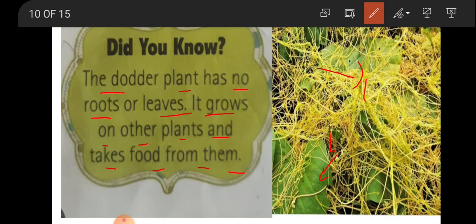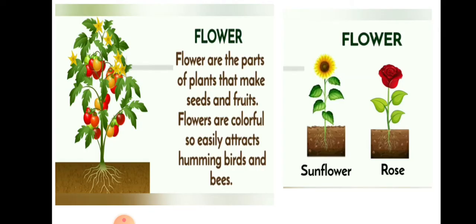Then how can it make the food? So that is why it grows on the other plant and it takes the food from the other plant. Which plant? What is the name of that plant? Dodder. What is the name, beta? Dodder. Next, now we talk about flowers.